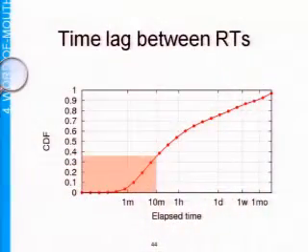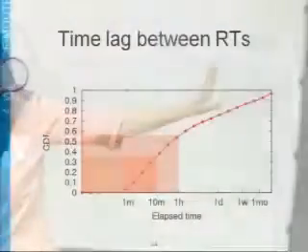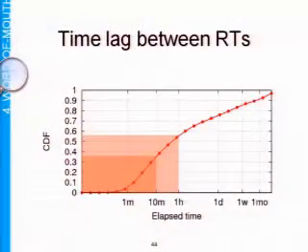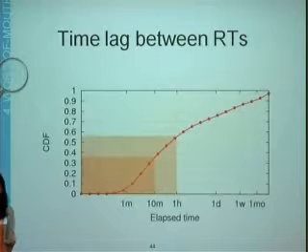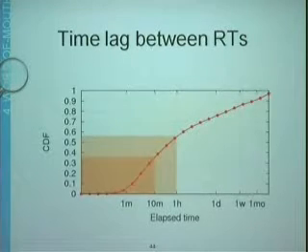And the time lag between retweets: 35% of retweets would take place in the first 10 minutes, more than 50% in an hour. So it's very fast. This is information spreading only possible in today's online connected internet age.